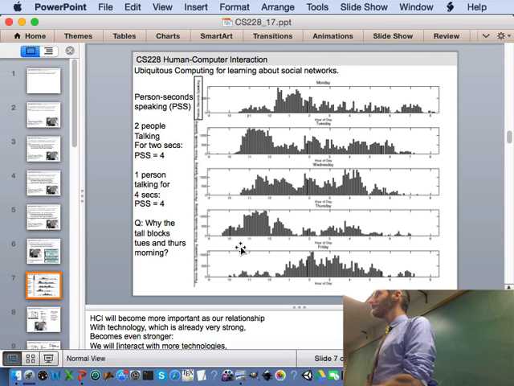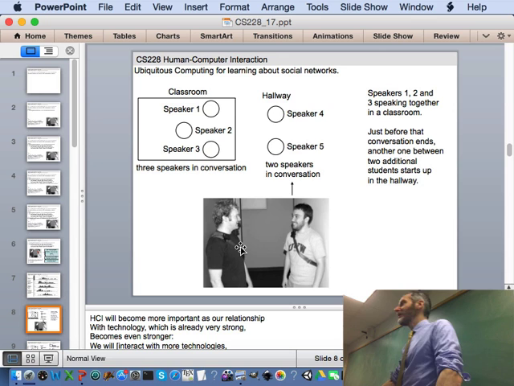Okay, let's keep going. That's the raw data, right? We can't really say much about the social network except that they were in class together Tuesday and Thursday morning. So let's try and drill down into this data a little bit further and see if we can actually start to infer who was talking to whom.